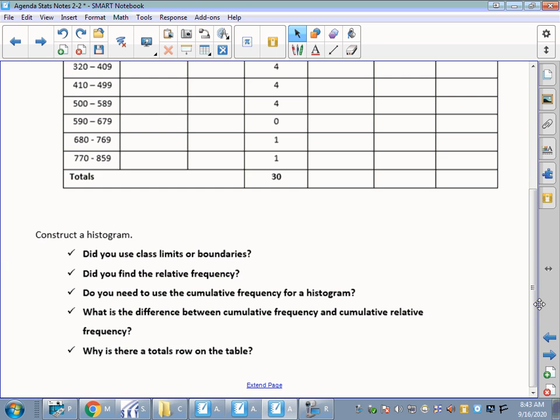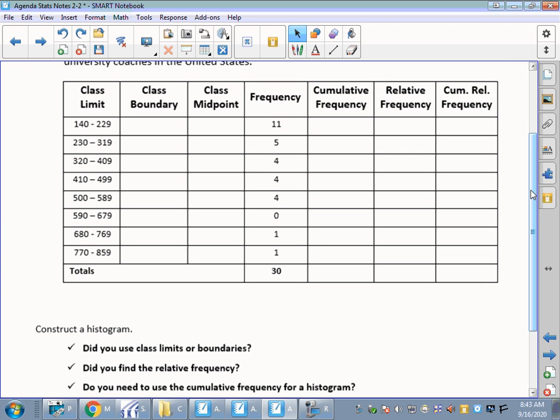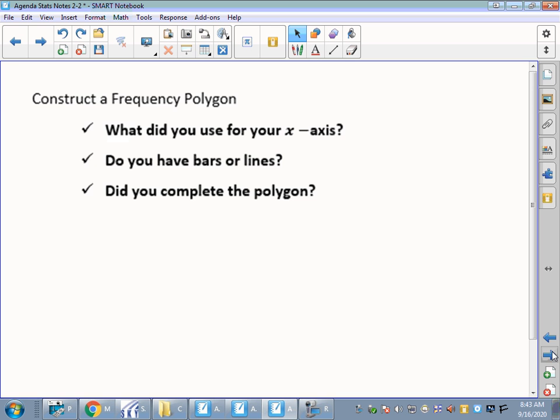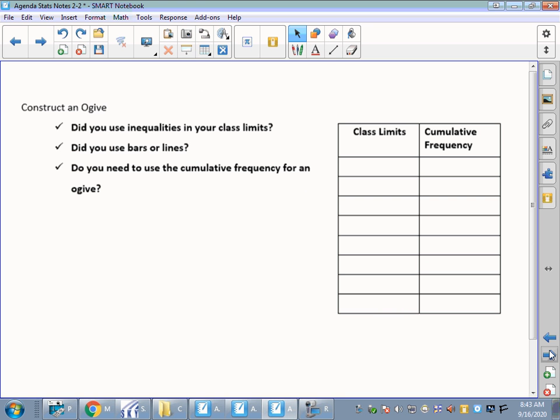So double check. Do you even need relative frequency for a histogram or cumulative relative? Some of these things are on there. You won't need to use them. Pretty sure you won't need the midpoint for that histogram. You won't need midpoint until you get to your frequency polygon. So here's your frequency polygon. Here's your questions for an ogive. I put those extra little things in there if you need to see them.